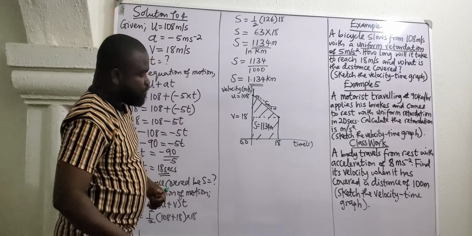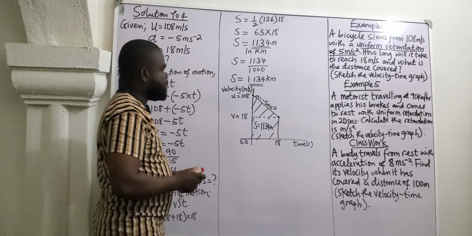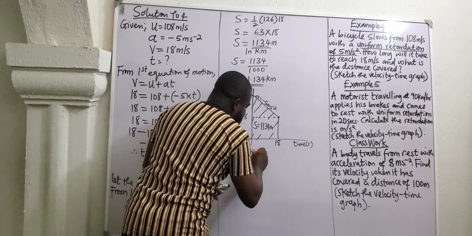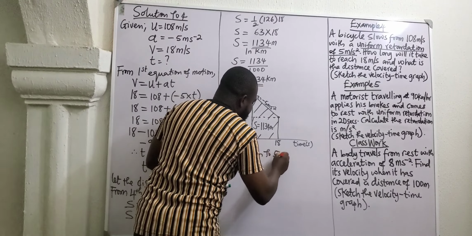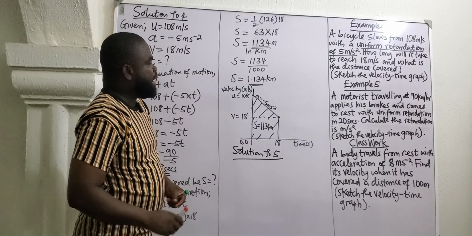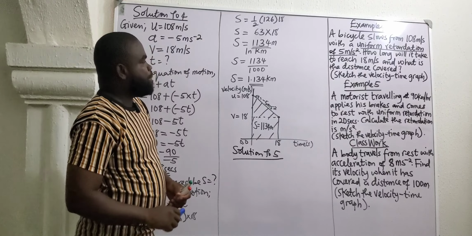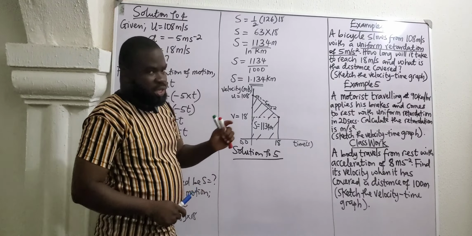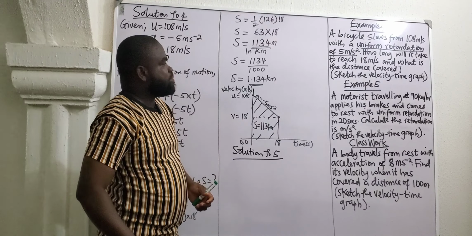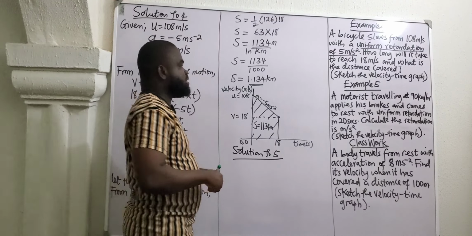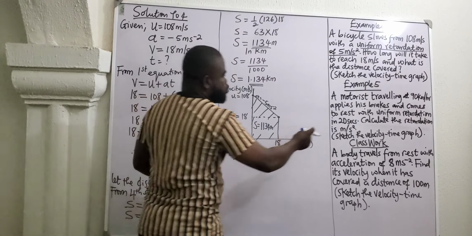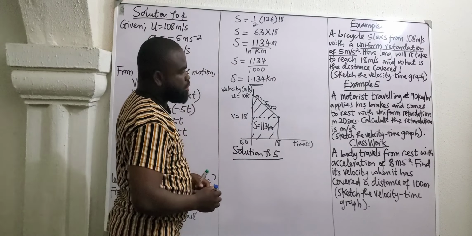So let's look at example 5. Solution to example 5. You say a motorist is traveling at 90 km per hour. Once again, the velocity mentioned first is the initial velocity, and it's given as 90 km per hour. But you cannot use it in kilometers per hour because we want the retardation in meter per second squared.